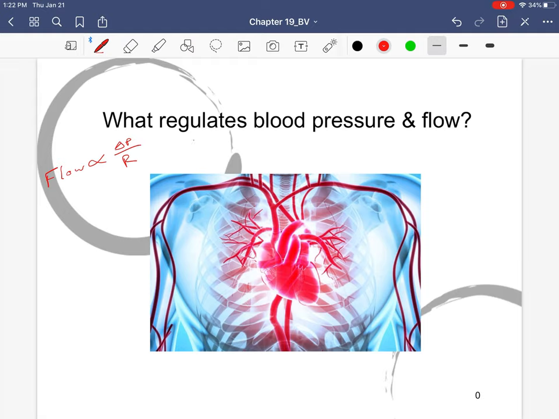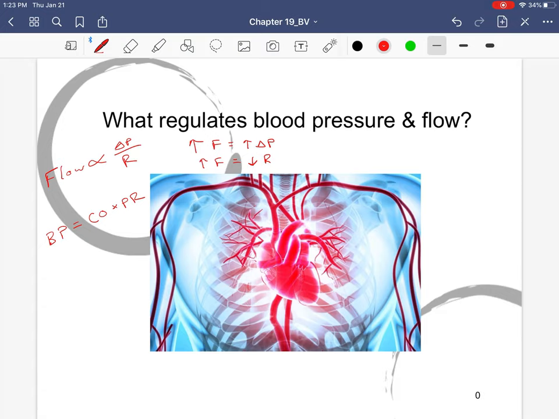So we talked about blood flow being proportionate to change in pressure over resistance. So if we draw that out, when we have high flow, there's a high change in pressure. Those are directly related. But then flow and resistance are inversely related. So when one is high, the other is low.